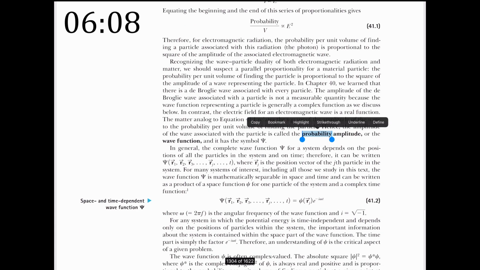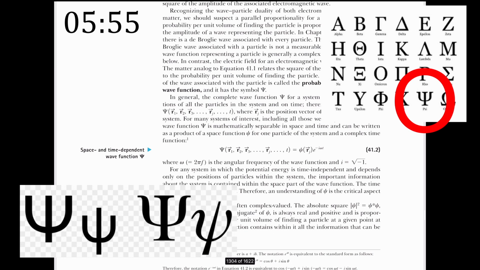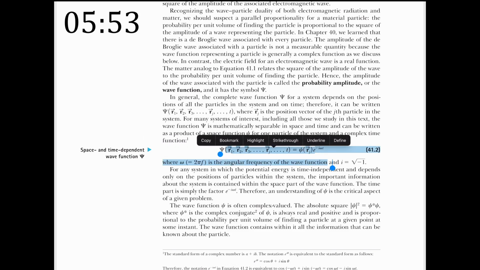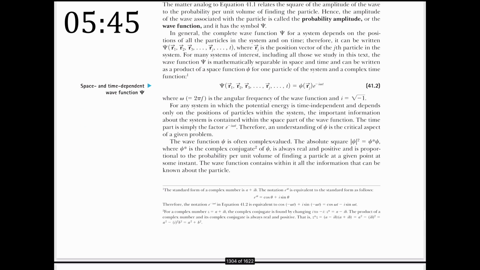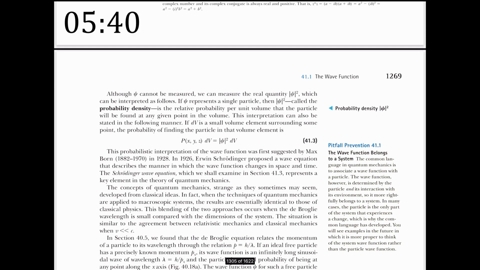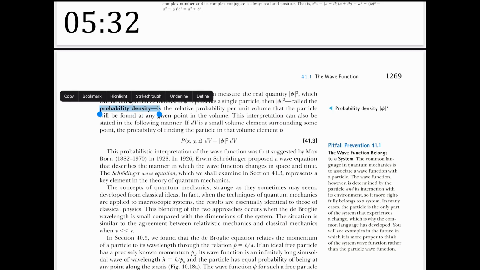Okay. We got the word probability amplitude or the wave function. And then they also show you this symbol, the Greek letter psi, I believe. So we got an interesting looking equation here. This looks crazy. What is this talking about? Space and time dependent wave function psi, the Greek letter psi there. Okay, they are kind of introducing some crazy stuff here, but probability density, like absolute value bars, psi squared. And then we got the probability density over here.